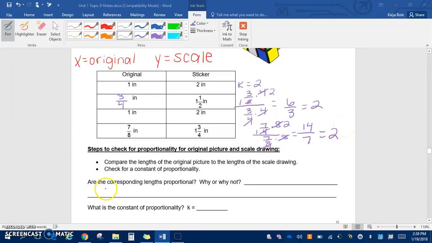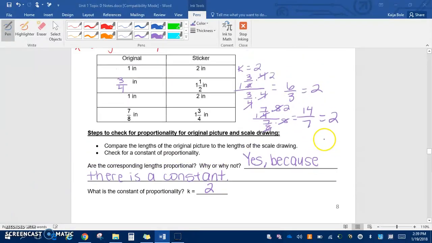So we can answer the question at the bottom, are the corresponding lengths proportional, why or why not? And we can say yes, because there is a constant. Alright, and this is kind of what we talked about yesterday. If there wouldn't have been a constant, and one of these K's would have been 2 1/3 or 2 1/4, then no, they wouldn't have been proportional. So it just wouldn't have worked then. And then it asks, what is the constant of proportionality? And we'd say K is equal to 2.